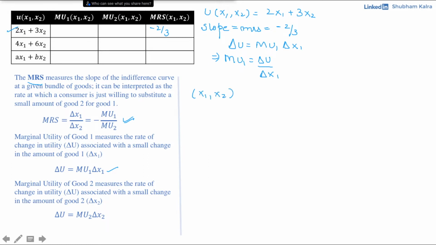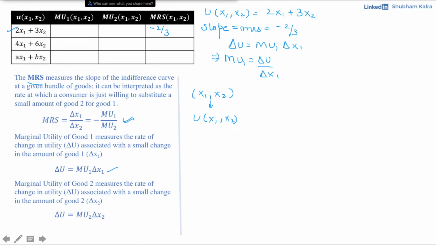Now, how does this consumer's utility change as we give him or her a little more of good 1? This rate of change is called a marginal utility with respect to good 1. So from this consumption bundle, the consumer is getting the utility as u of x1 comma x2.